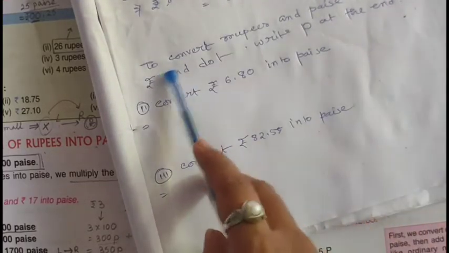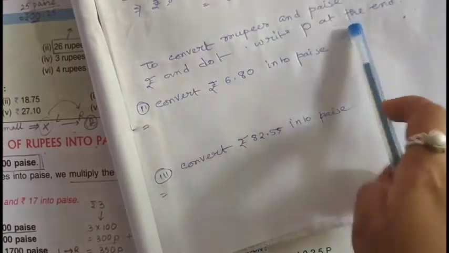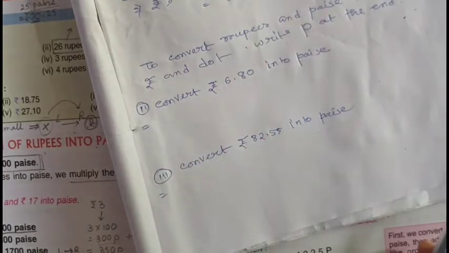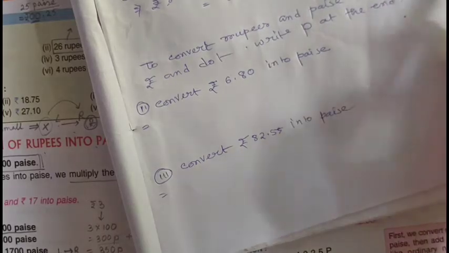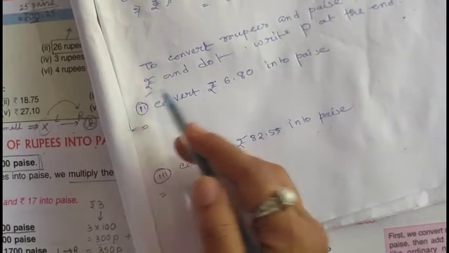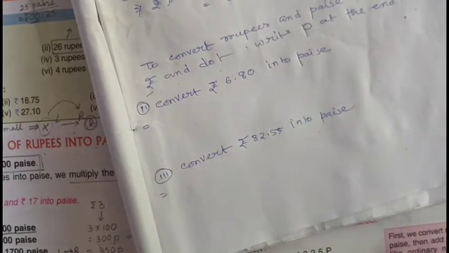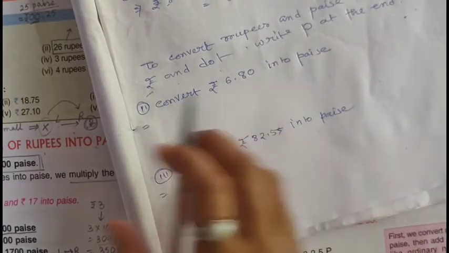But next is to convert rupees and paise. When in the amount there is rupees and paise together, how can you convert that amount into paise? So simply you have to remove the rupees sign and the dot, and you have to write P at the end.